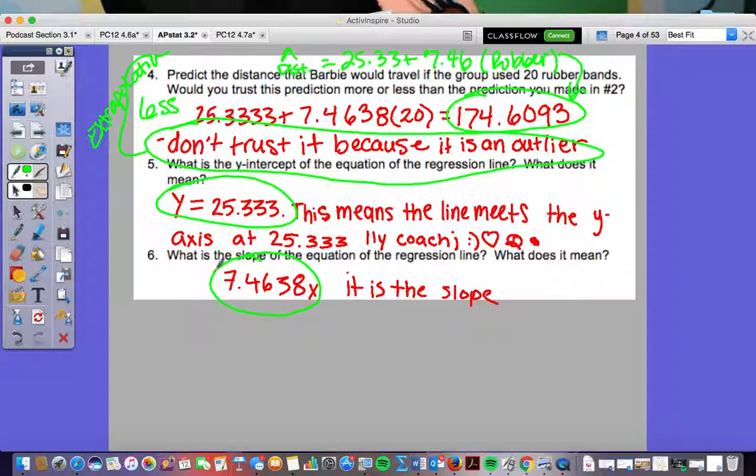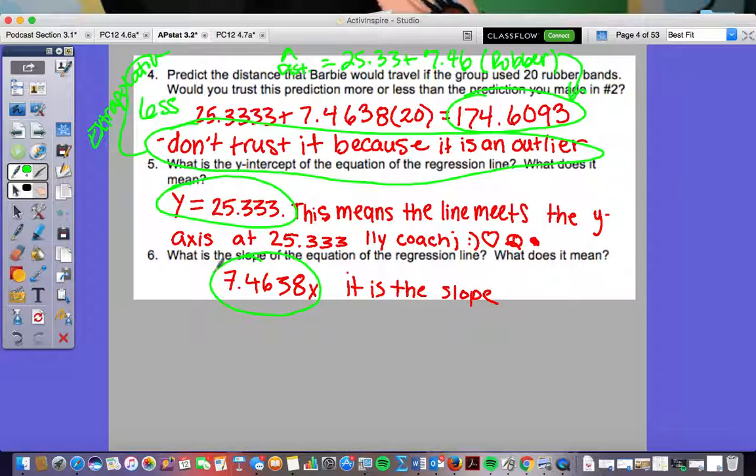Just as a heads up, if I were to write this, where it hits the y-intercept, that place of the LSRL, is 25.33, okay? And the slope, my rise over run, I'll put m because that means slope, is 7.46. Any questions on why those are the numbers they are for slope and y-intercept?